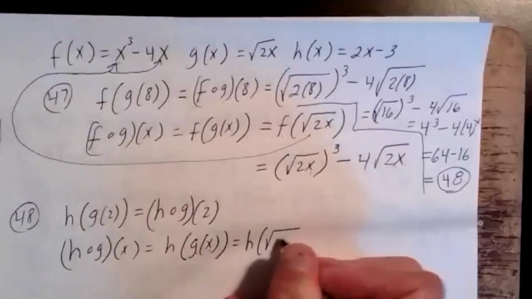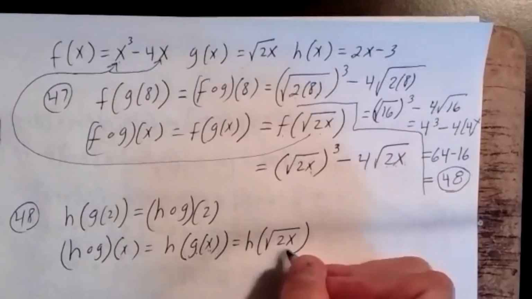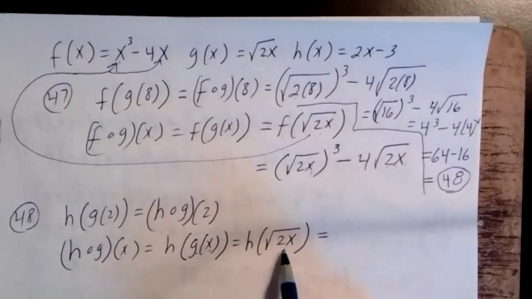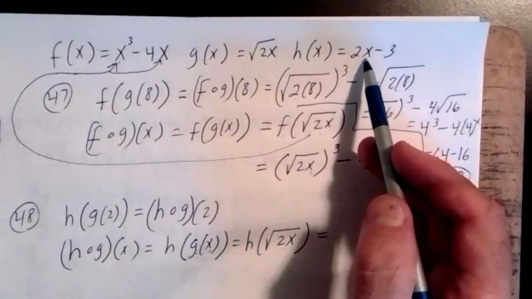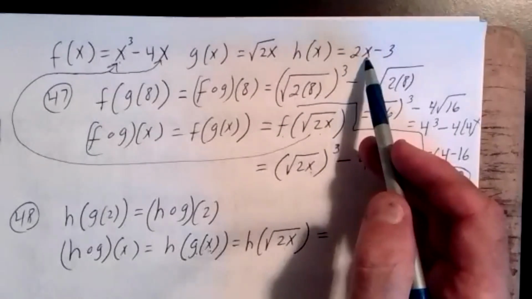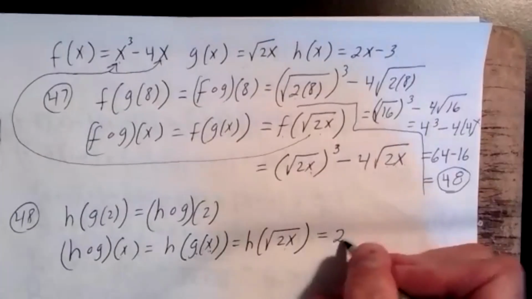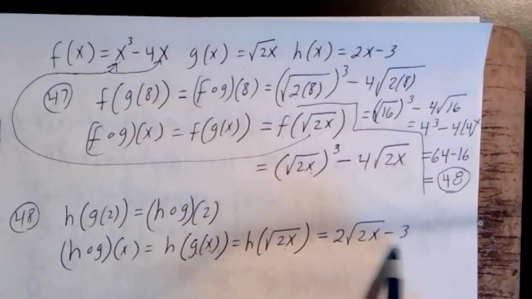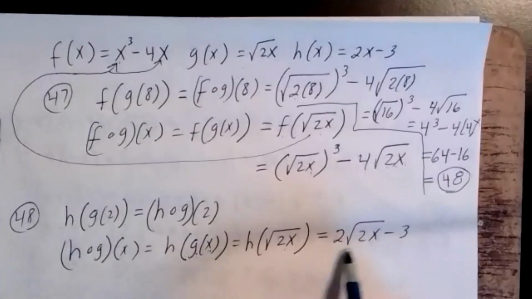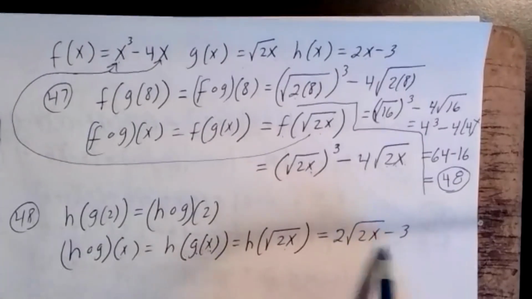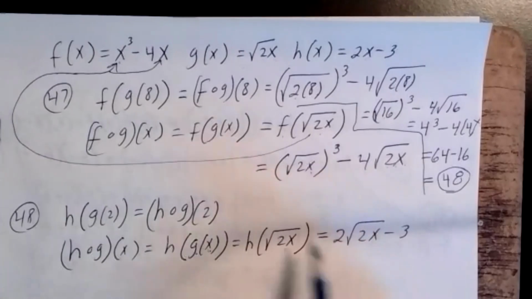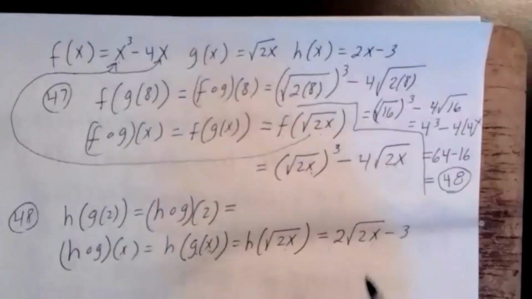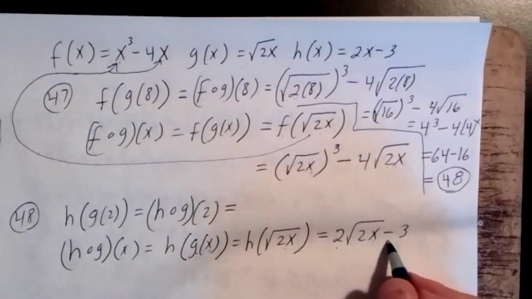The square root of 2x, then the output of function g becomes the input in the function h. So h takes the square root of 2x, replaces x in its definition with it. So we're going to have 2 times the square root of 2x minus 3. That's the brand new function called h composed with g of x. Now they want you to evaluate it at 2. So that means we just replace x with 2. So we're going to have 2 times the square root of 2 times 2 minus 3.